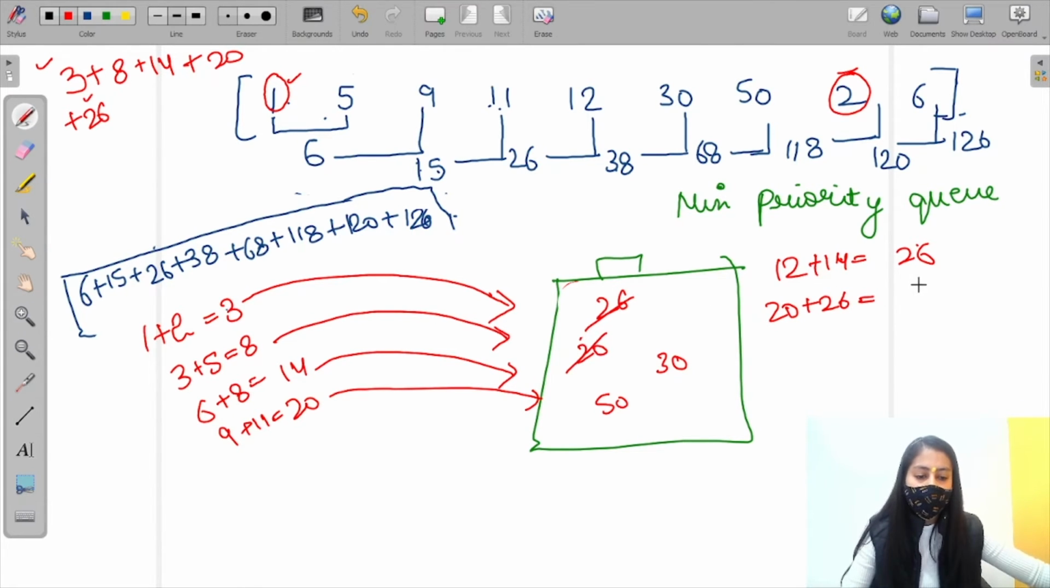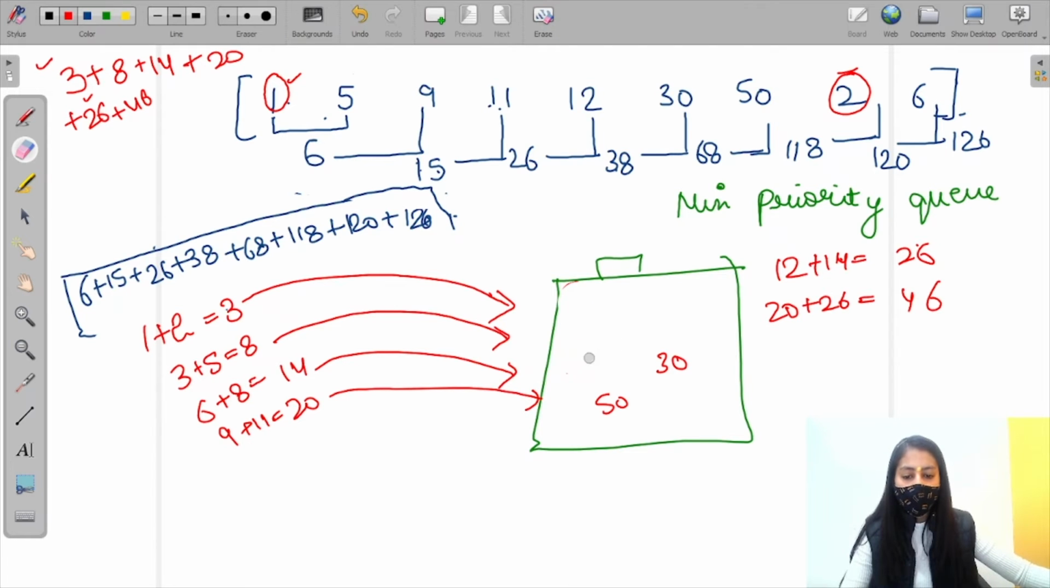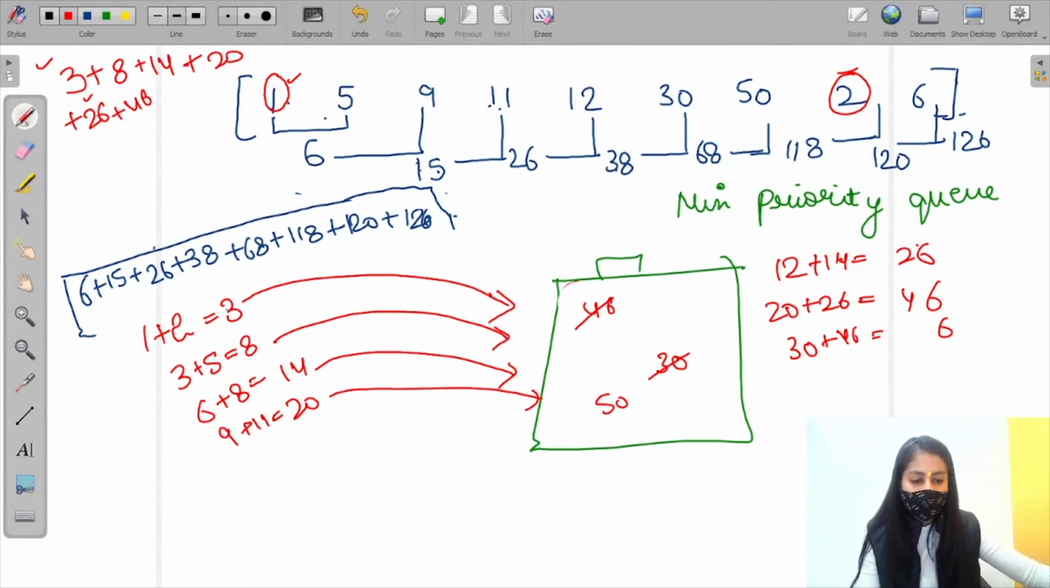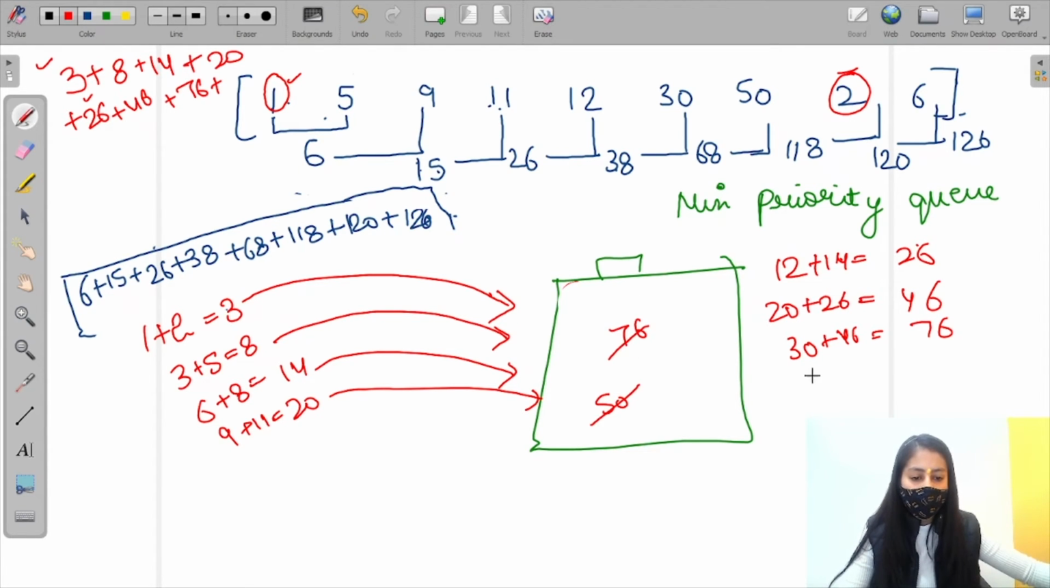So these two sticks are combined and the total cost of 46 is added to my overall cost, right? So these two are combined now, and I got a stick of length 46, right? Now again take minimum 2, 30 and 46, right? So 30 and 46 is 76. So these two sticks are combined and the cost is added to my total cost, and I got a stick of length 76. Now again remove minimum 2, right?